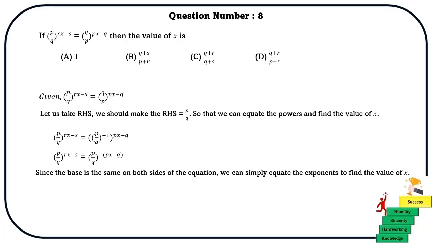Since the base is the same on both sides of the equation, we can simply equate the exponents to find the value of x. If we equate, we will get the value of x as (q plus s) by (r plus p).